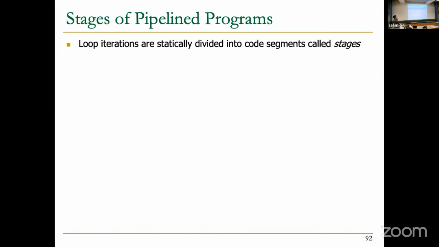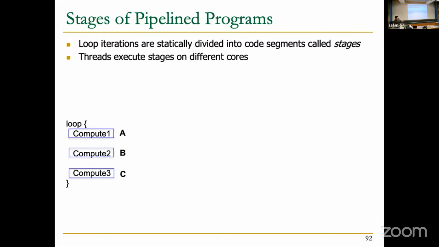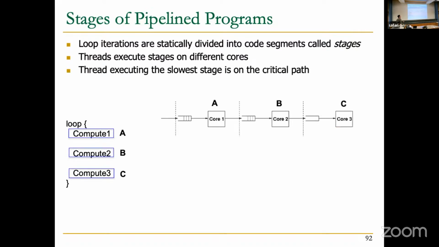Okay, let's look at stages of pipeline programs. So we will divide loop iterations statically into code segments, and we call each of them stages. So we have 3 stages in this loop, and these stages execute on different cores. In between these, we will have barriers to synchronize the threads. So basically, A takes some input, does some computation, and outputs something. That output goes to thread B. And for that output to be valid, they have to synchronize.